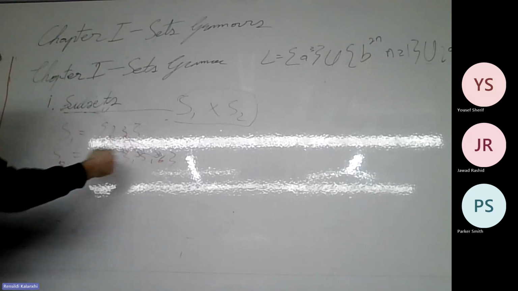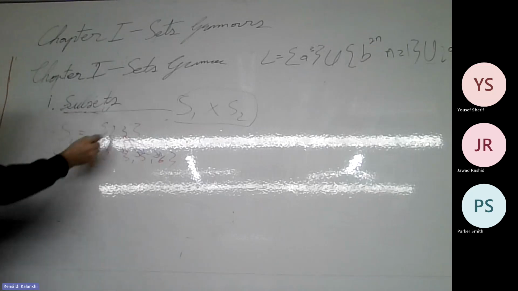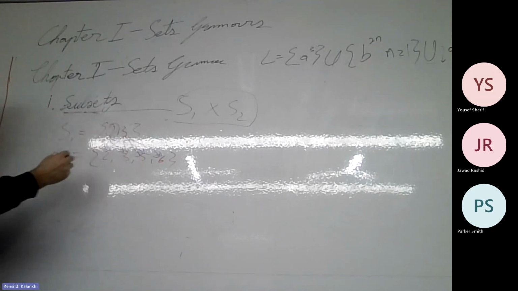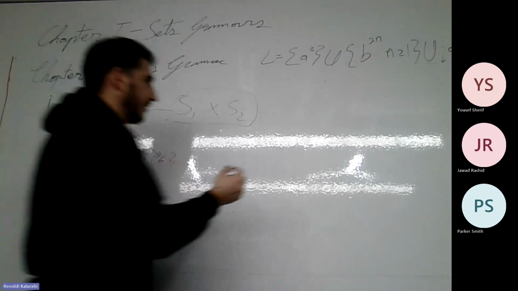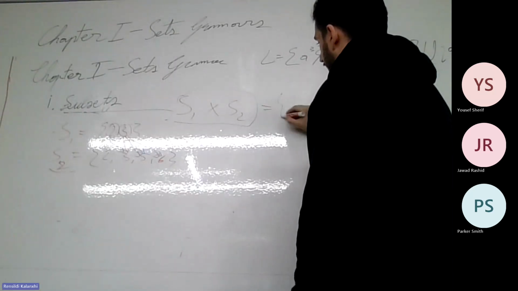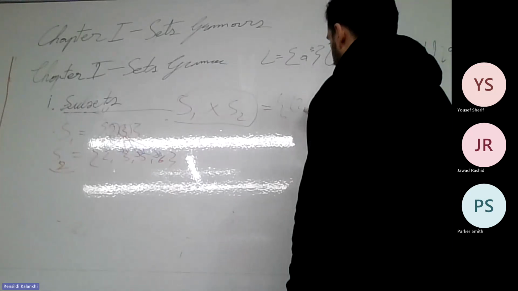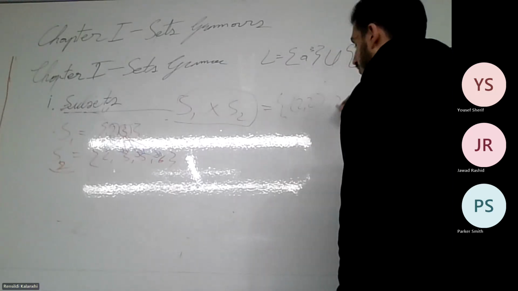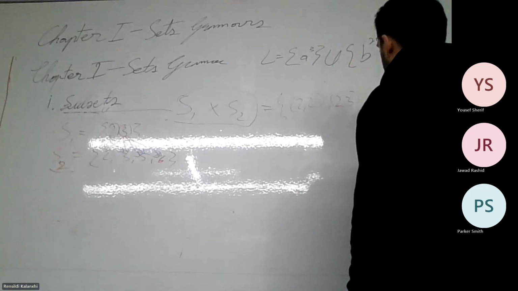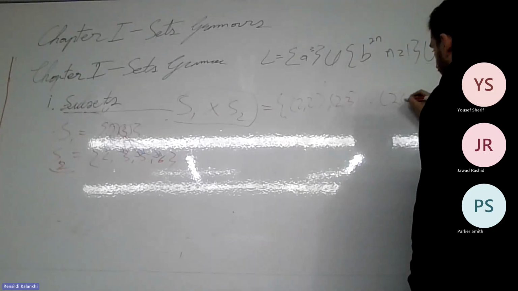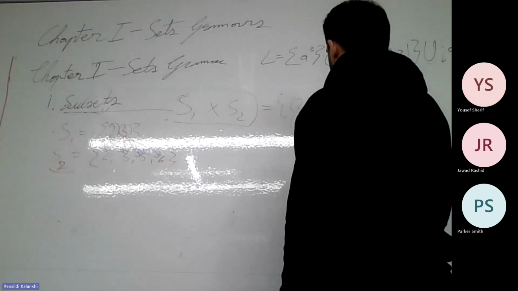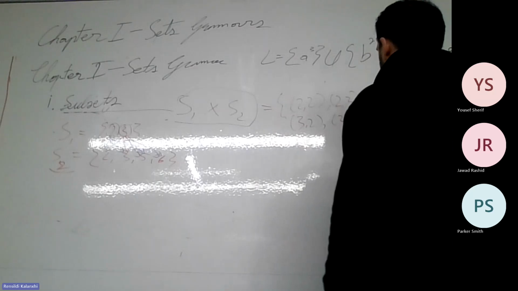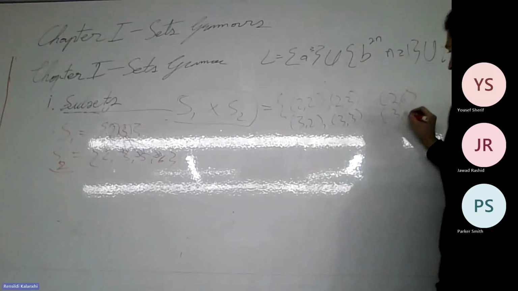So 2 goes to all the elements of S2 from the element 2 from S1, and then element 3 goes to all the elements from S2. So you're going to have the following: 2, 2, 2, 3, all the way to 6, and then for 3, 3, 2, 3, all the way to 3, 6.